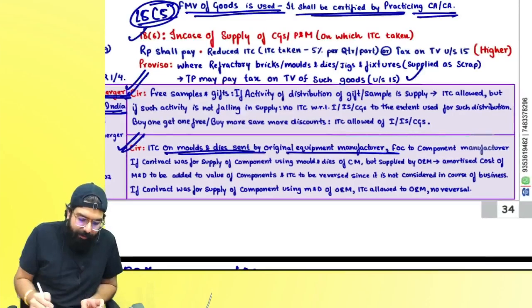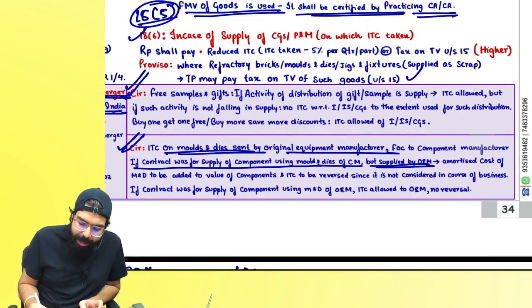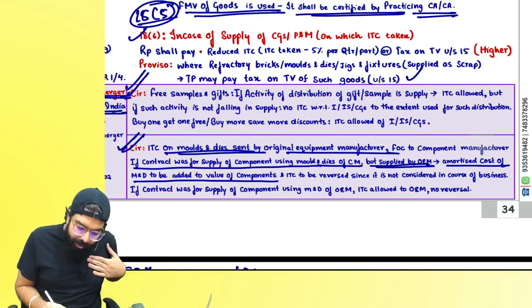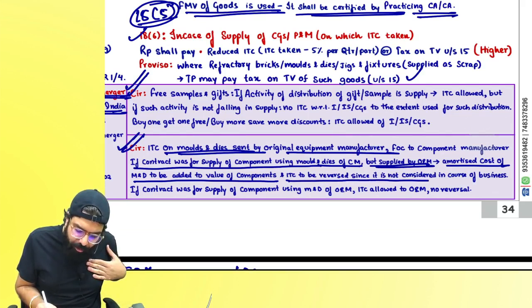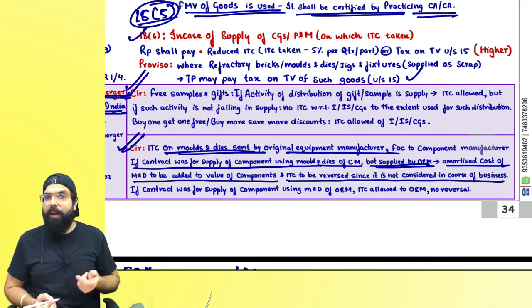Always remember one thing, if the contract was for supply of component using the mold and die of the component manufacturer, but supplied by the original equipment manufacturer, the amortized cost of mold and die also will be added, and you as an original equipment manufacturer, your ITC also will be reversed because buying of mold was not your business. Can I go ahead, everyone?